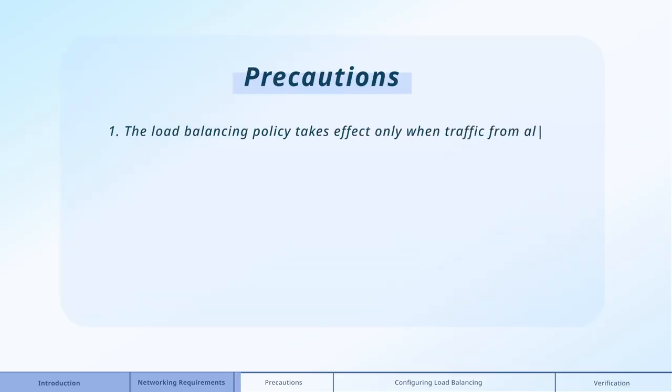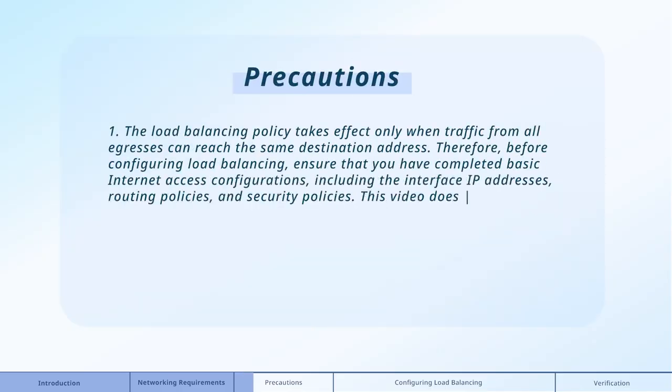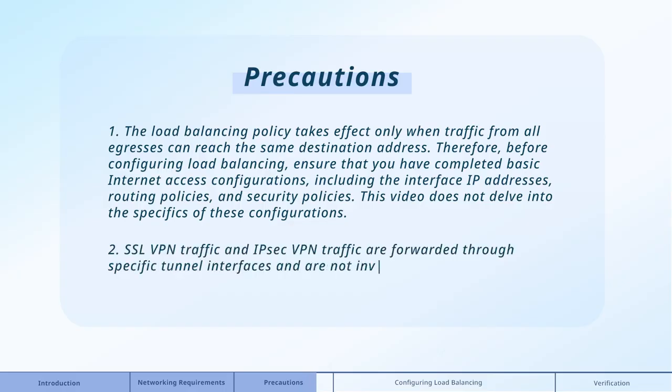Note that the load balancing policy takes effect only when traffic from all egresses can reach the same destination address. Therefore, before configuring load balancing, ensure that you have completed basic internet access configurations, including the interface IP addresses, routing policies, and security policies. This video does not delve into the specifics of these configurations. SSL VPN traffic and IPsec VPN traffic are forwarded through specific tunnel interfaces and are not involved in load balancing.